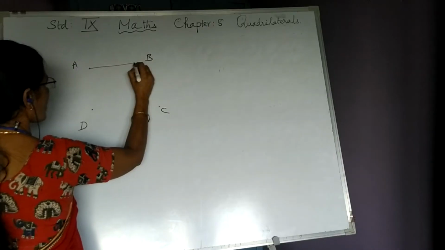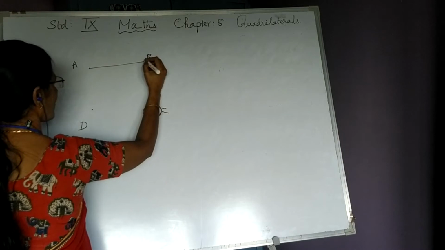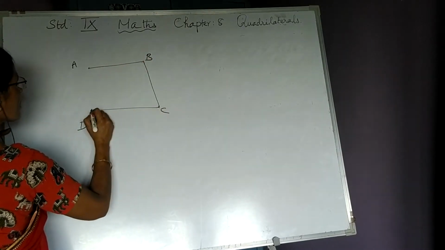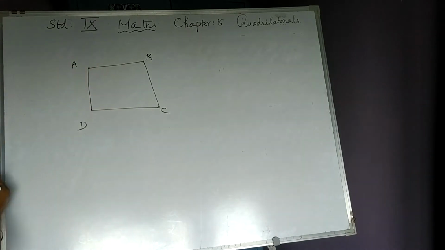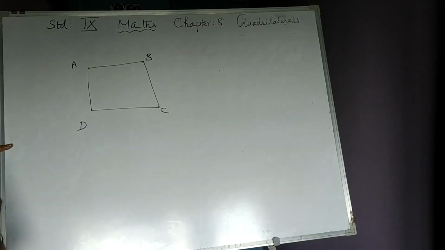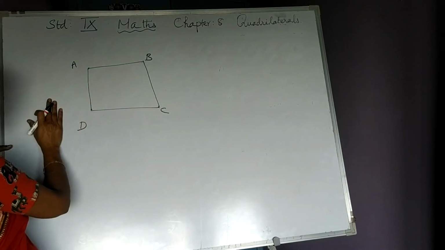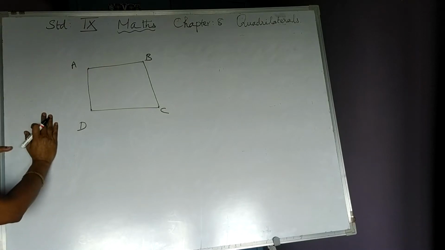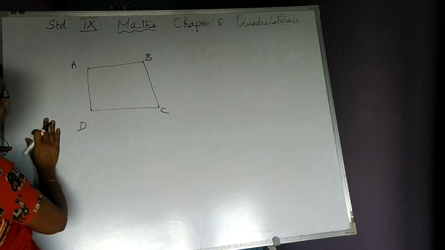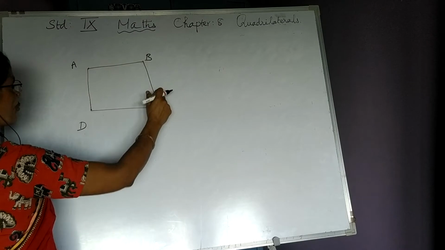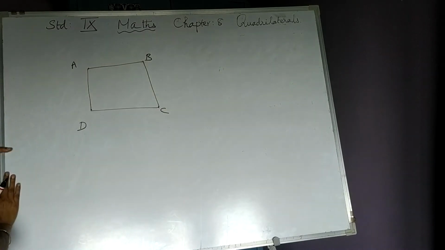Then the union of the line segments taken in order A to B, B to C, C to D, D to A. The line segments are drawn. Then this ABCD is a quadrilateral. So the 4 points should belong to the same plane. Out of 4 points, if you consider 3 points, they should not be collinear. And the union of these 4 line segments taken in order is called a quadrilateral.